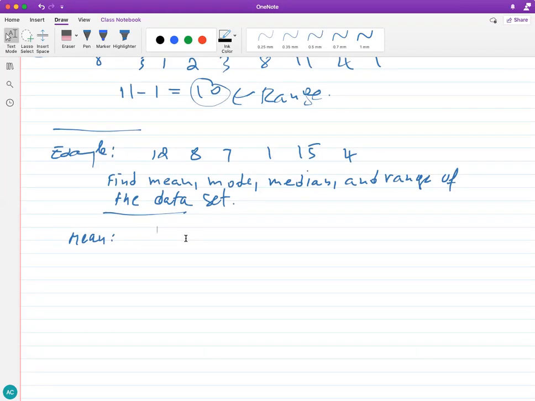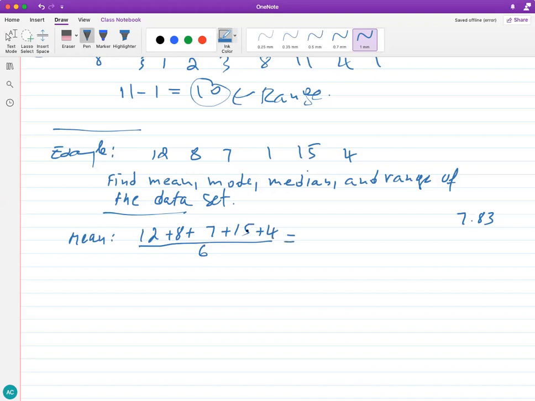What did you guys get for the mean? 7.83. 7.83. All right, let's check. So 12 plus 8, so we're going to add all these values and divide them by 1, 2, 3, 4, 5, 6. Divide them by 6. 8, 7, 15 plus 4. Divide by 6.